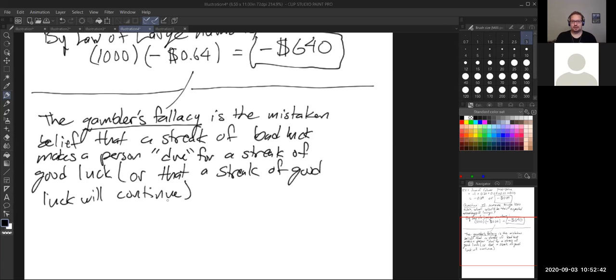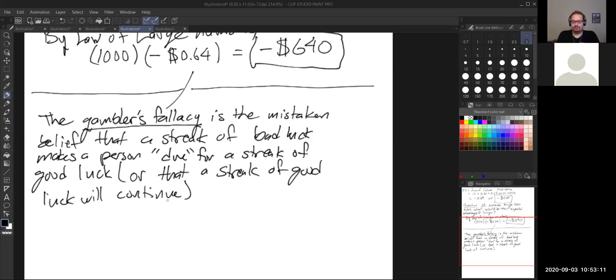So the gambler's fallacy is you are thinking that because you've had bad luck, your luck is going to change. In this case, the tickets are going to give you more value the more tickets you get. And that's false. The probability remains the same. It's still a 1 in 10 million chance to get that $1 million.